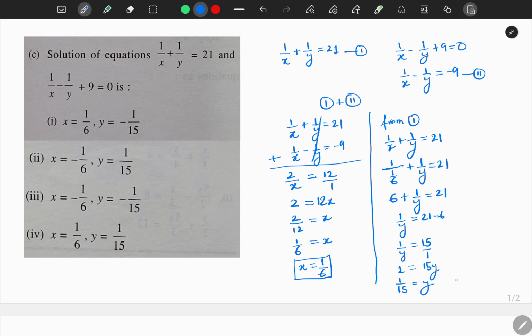or 1 by 15 equals y, which can also be written as y equals 1 by 15. So x equals 1 by 6 and y equals 1 by 15. That is my option number 4th.